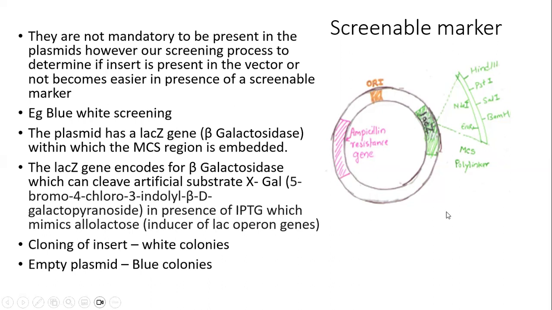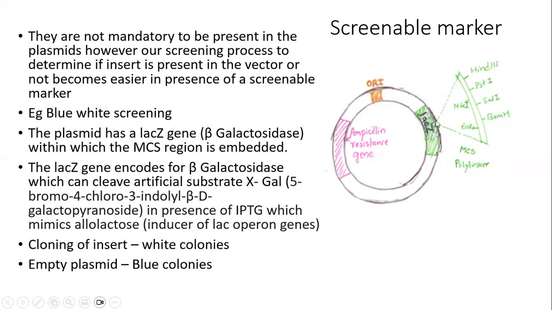So there are two possibilities here. Either we have a recombinant clone, or a recombinant construct in which, within the multiple cloning site, your insert is ligated, and that is going to disrupt the beta galactosidase gene, or it will become inactive.